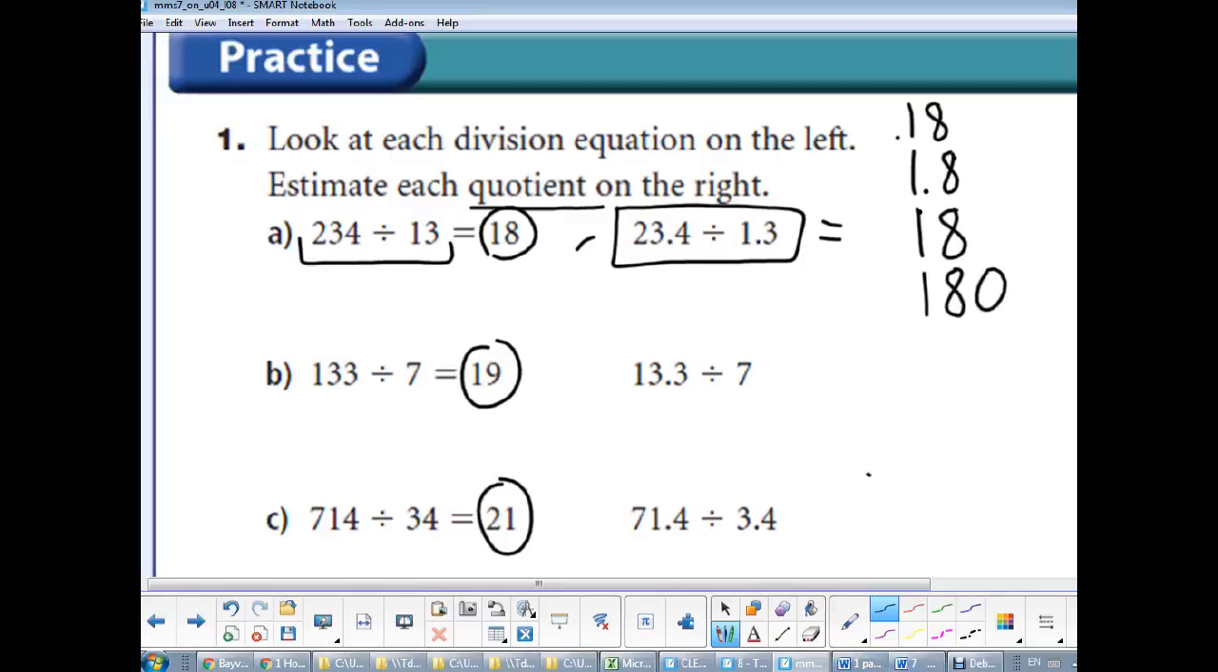So what we do is we estimate by rounding these numbers here. So 23 is close to 20. 1.3 is close to 1. 20 divided by 1 is 20. Well, that is closest to 18. So for A, the answer would be 18.